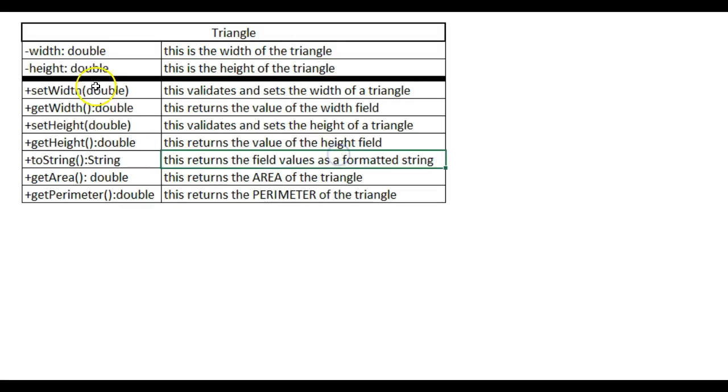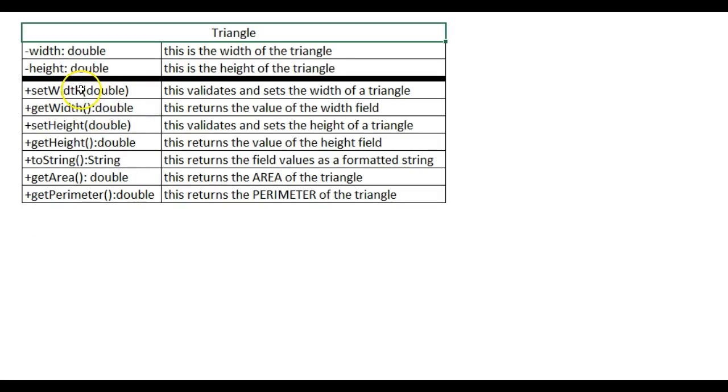This is the height of a triangle. Here are all my methods in this class Triangle. So there's my set width, my get width, my set height, my get height. This is the proper syntax to do a UML. If it returns something, you have the data type that it returns after the colon. If it doesn't, you don't.